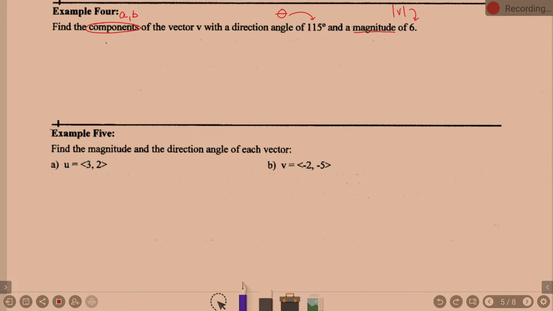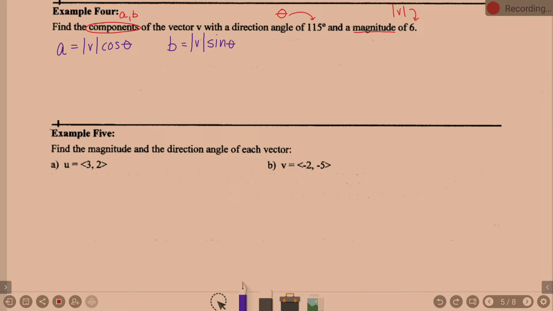How are we going to find our A? A is absolute value of V times cosine theta. Come on, guys, help me out. You can read. You didn't make it this far without reading. So we're going to use those two formulas. When they give you a direction angle and a magnitude, that's always what you're going to have to use. So those are my formulas.